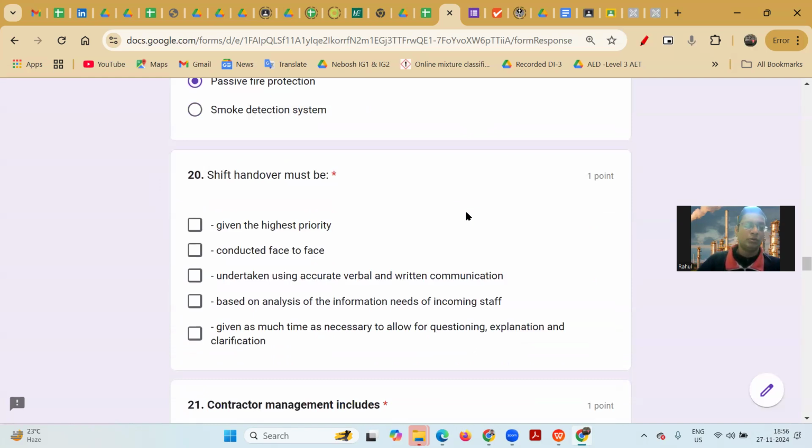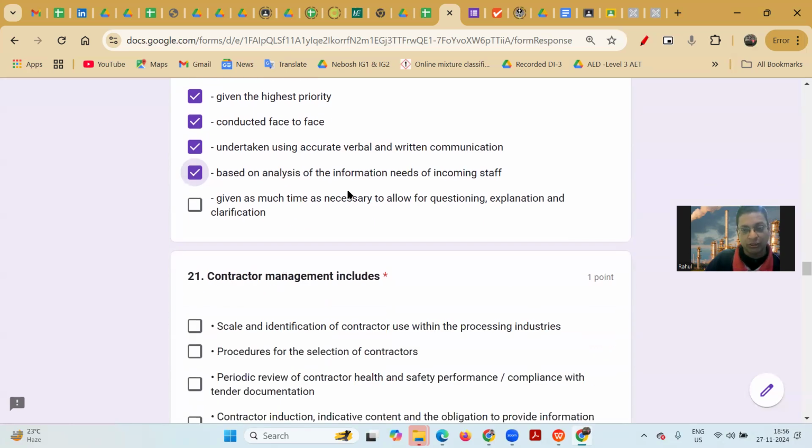Then we see question number 20. We select multiple options in this. The highest priority we should give, if possible, is always face to face. It should be undertaken using accurate verbal and written communication, based on the analysis of the information needs of incoming staff, and given as much time as necessary to allow for questioning, explanation, and clarification.